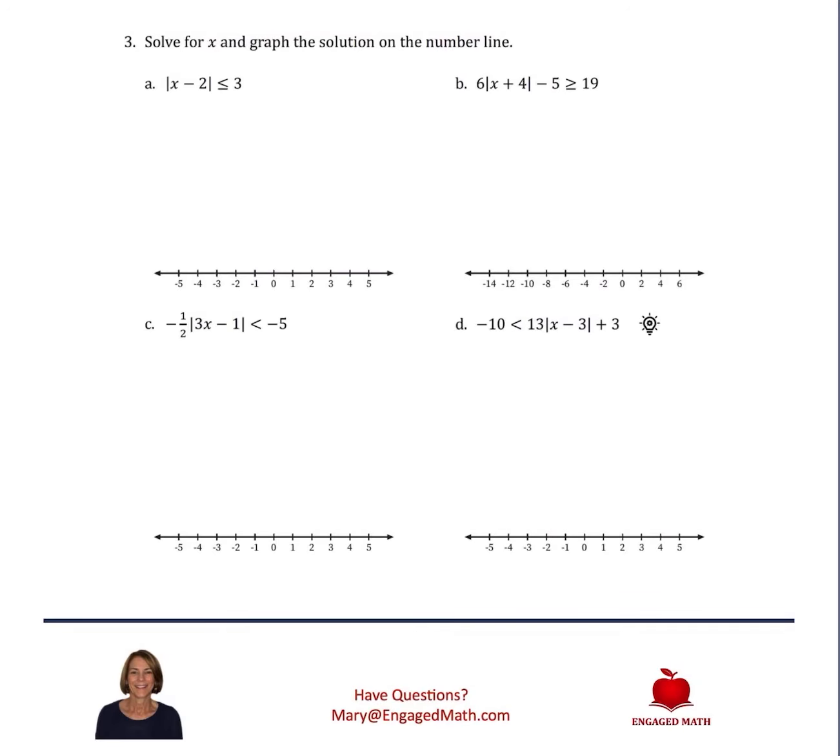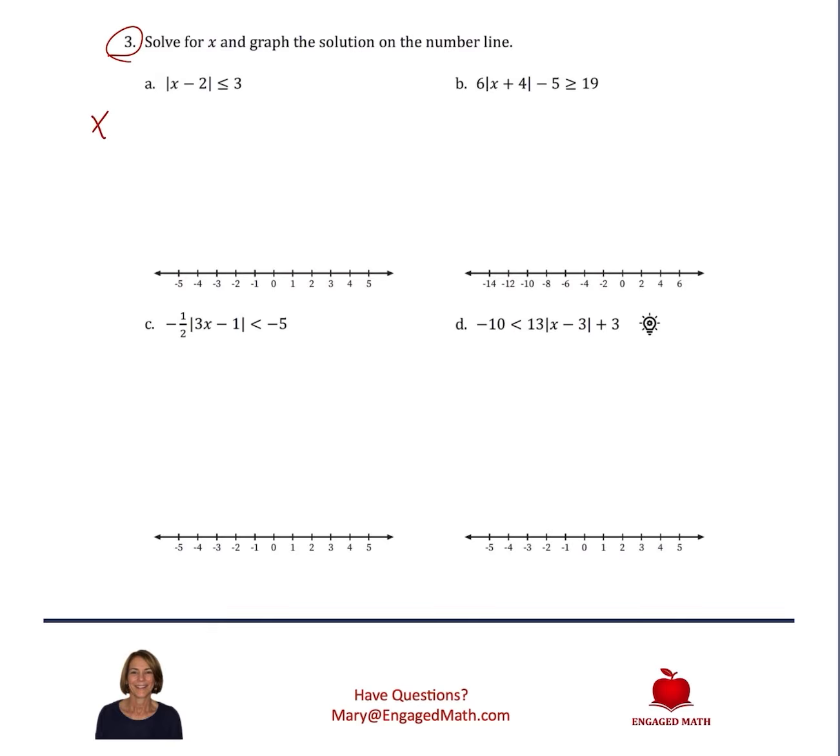Welcome to Lesson 4, problem number 3, where we are solving absolute value inequalities. We are going to approach these very much like we approach absolute value equations. So we're going to need two different portions to the inequalities. In other words, let's just start with 3a, and we'll see exactly what I mean by that.